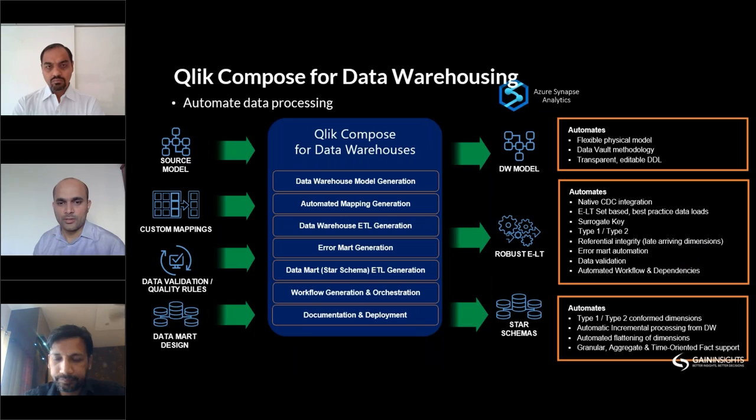The next step would be to transform that data. So our Qlik Compose for Data Warehouse can automate a lot of things for you. It can automate model generation, which generally takes a lot of time by the time you define your data sources and understand the tables. With our experience, we have automated certain aspects. So it can do automated mapping generation, where you normally end up spending a lot of time generating these mappings manually. Everything is automated.